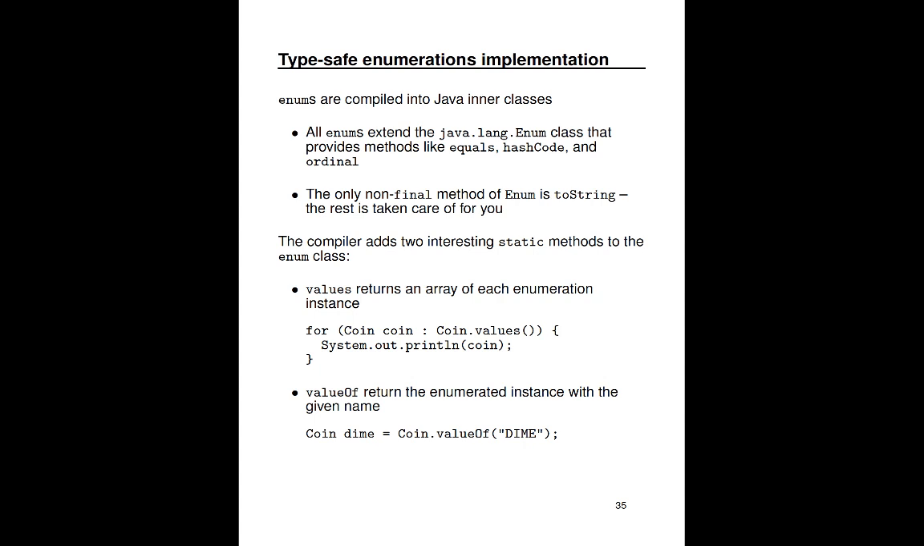Or if you want to get an enumerated instance of a given name, you can use the valueOf method. You give it the name as a string, and so say, I want the coin for dime, and you can do it that way. Of course, you could also just say coin.DIME in all caps. But this way, if you want to do something dynamically and just pass in any old string, it'll do that. And if it doesn't exist, it either returns null or throws an exception. I can't remember off the top of my head.